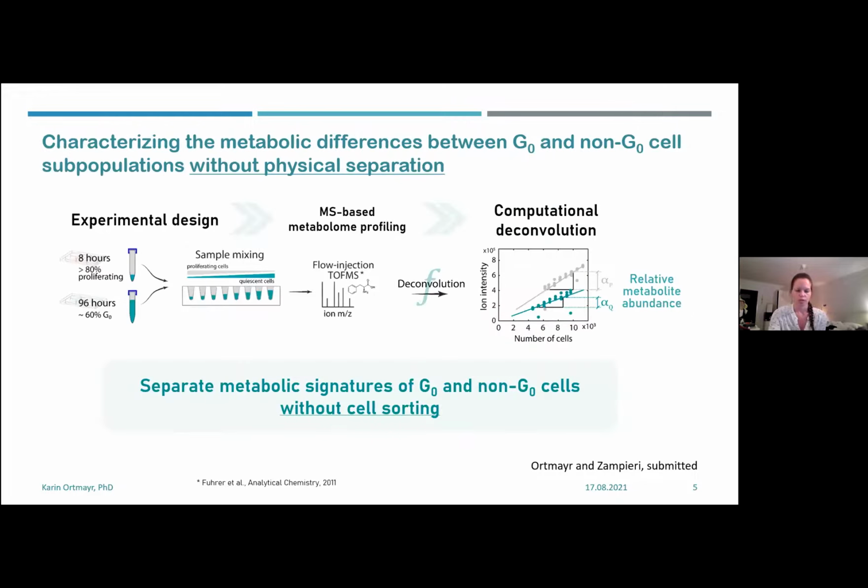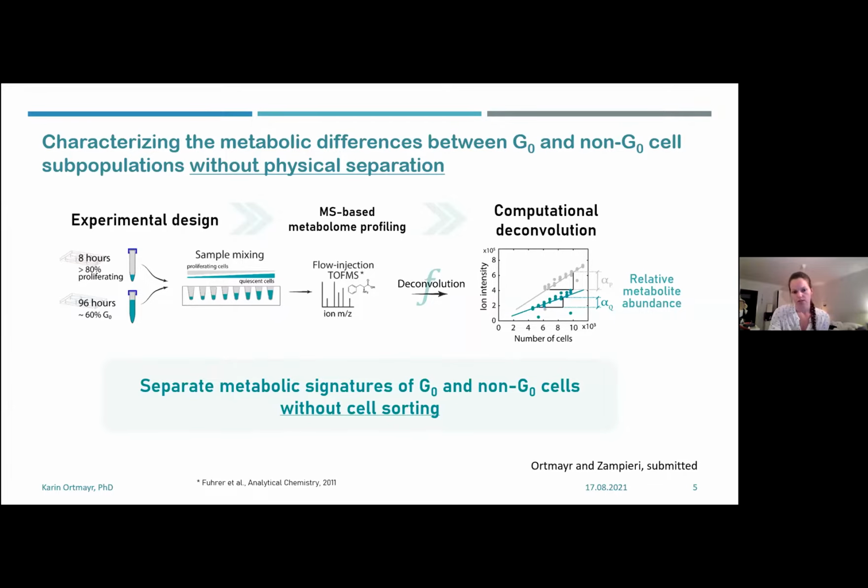And so because we were particularly interested in understanding the specific metabolic profile of G0 cells, we came up with a solution that avoided having to physically separate out the G0 cells from the population. Instead we could leave them there and use a combined experimental computational framework that allowed us to separate the metabolic signatures of these 2 subpopulations without cell sorting, which can induce severe metabolic artifacts. For sake of time, I won't go into much detail, but I'm happy to take any questions on that later on.